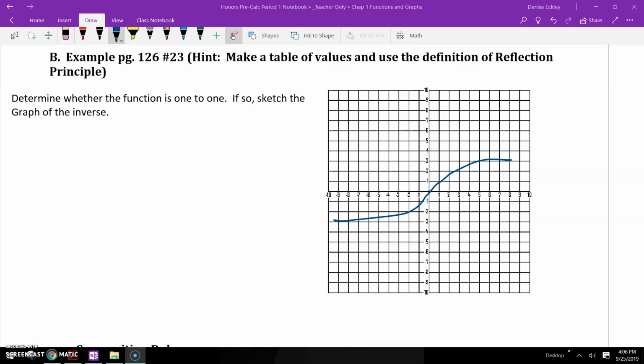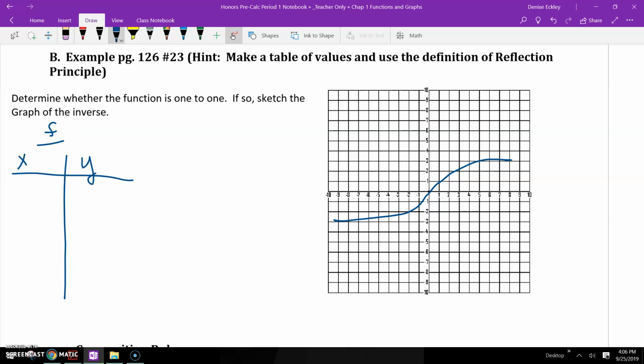So what we want to do is use the reflection principle, which says that the points A and B of the function, and you reverse them, B and A, are symmetrical with respect to the line y equals x. So in other words, when we sketch the inverse, we should be able to draw the line y equals x, the identity function, and the two functions, the original one and the inverse, should be a mirror image of each other across that line. So an easy way to see that is to make a table of values for the function. So we'll do that first, and we'll get these values right off the graph that was given.